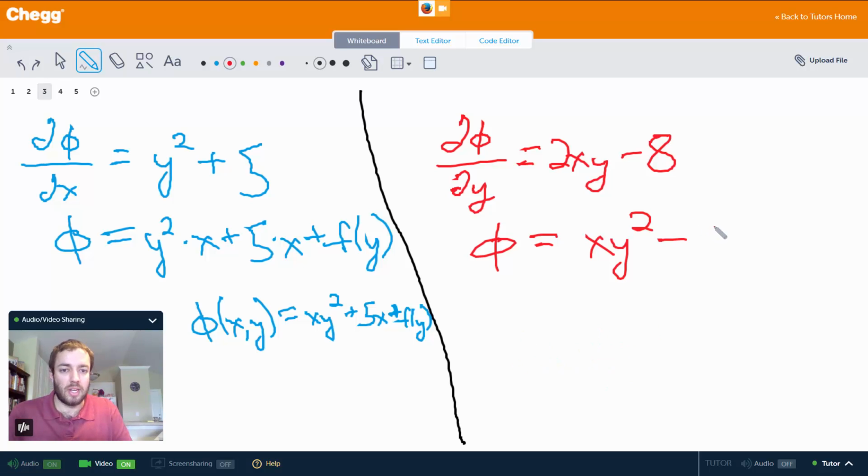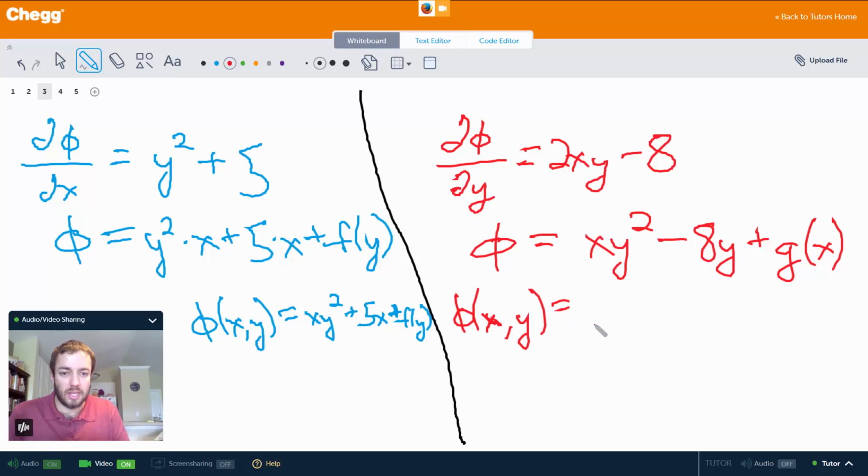And then minus 8y, and then plus, again, an arbitrary constant, but our arbitrary constant is really supposed to be an arbitrary function of the other variable, which this time is x. So let's say little g of x. So phi of x comma y is xy squared minus 8y plus g of x.